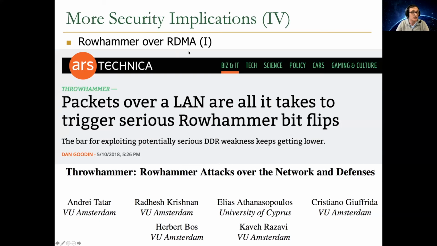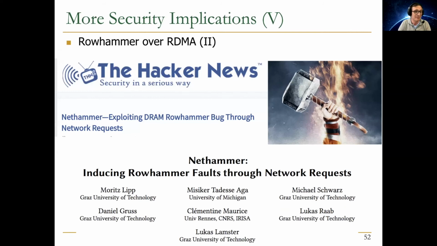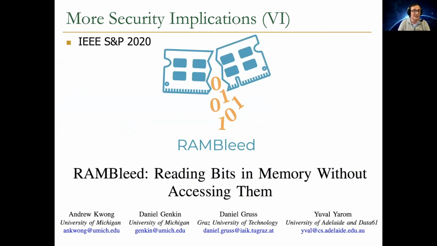This is an interface through which you can do remote programming such that you can actually collaborate between multiple computers, but you can now induce bit flips in some remote computer. And these folks actually showed exactly the same thing. And these folks show that you can leak private data even if you don't gain access to the computer.